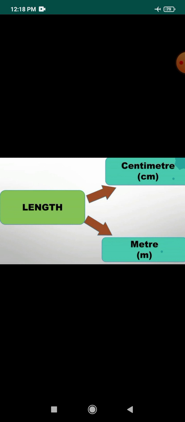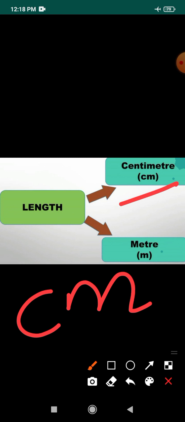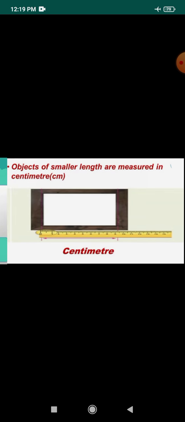Here cm stands for centimeter, and this is used to measure shorter lengths. To find out the length of small objects, this is used. So cm stands for centimeter, c stands for centi, m stands for meter, like the length of your book, box or sheets.